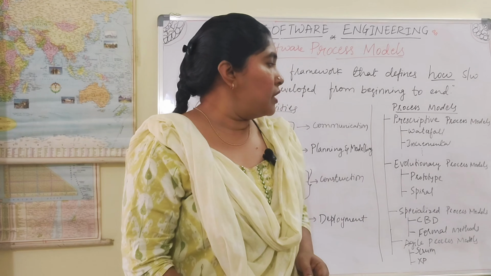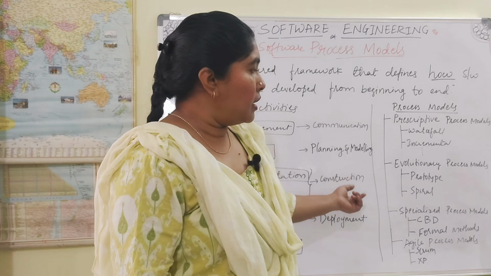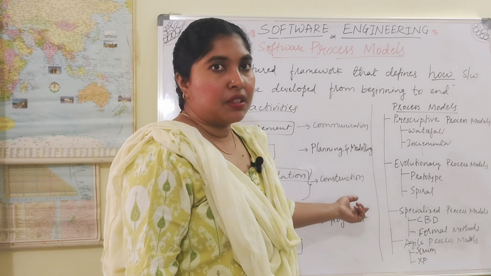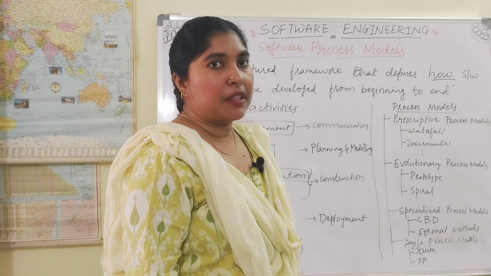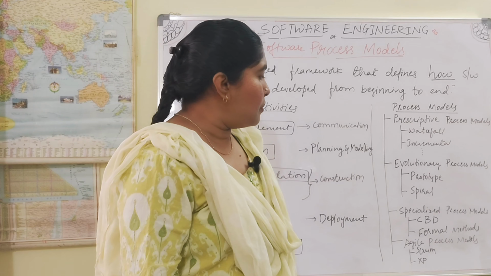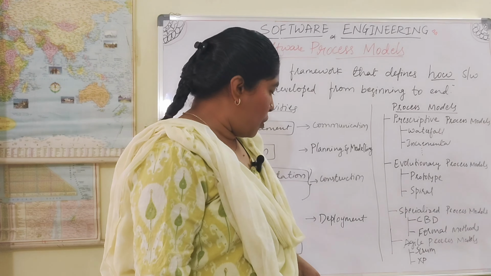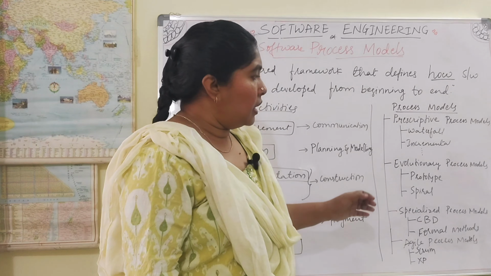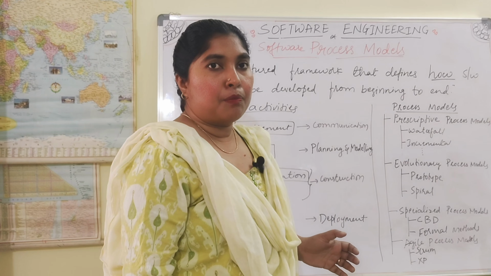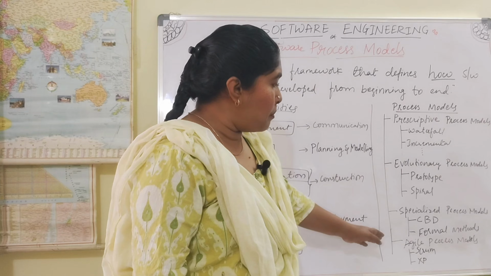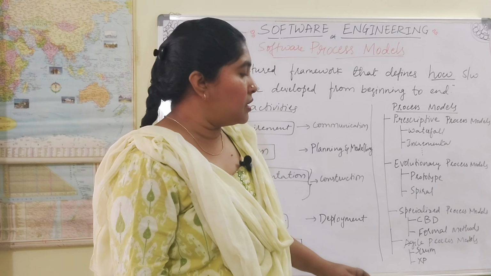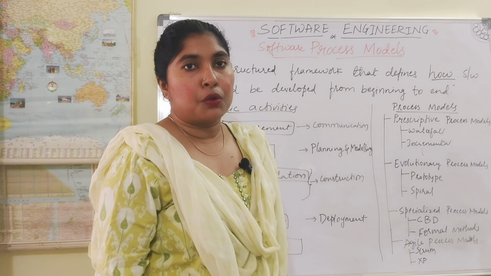Next we have the specialized process model. They are designed for specific types of processes. Examples are component based development or formal methods process. Next we have agile process models, which encourage rapid development and continuous improvement. Examples of these models are Scrum and Extreme Programming.